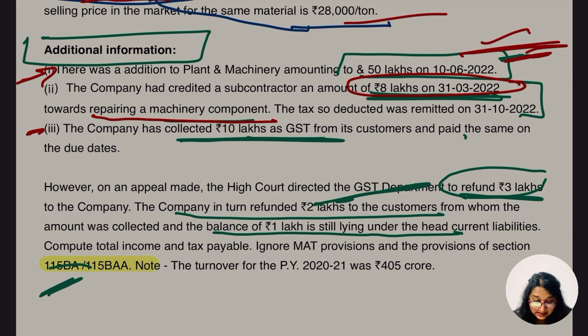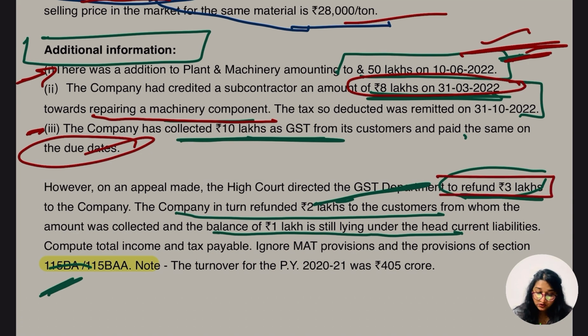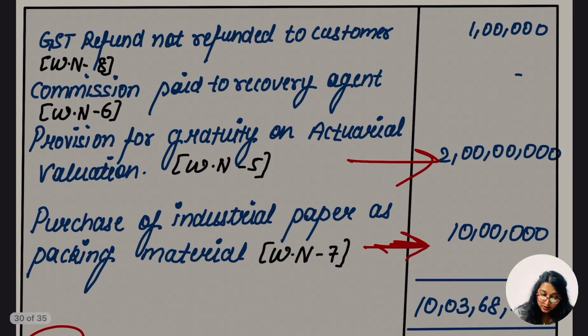The company has collected rupees 10 lakhs as GST from its customer and paid the same on the due date. So how much amount have they collected? 10 lakh. However, on an appeal made, the High Court directed the GST department to refund 3 lakh to the company. The company in return refunded 2 lakh to the customer, which means 1 lakh is with that company, right? Yes, from whom the amount was collected, and the balance of 1 lakh is still lying under the head current liability. So yes, we are going for the adjustment of this part.